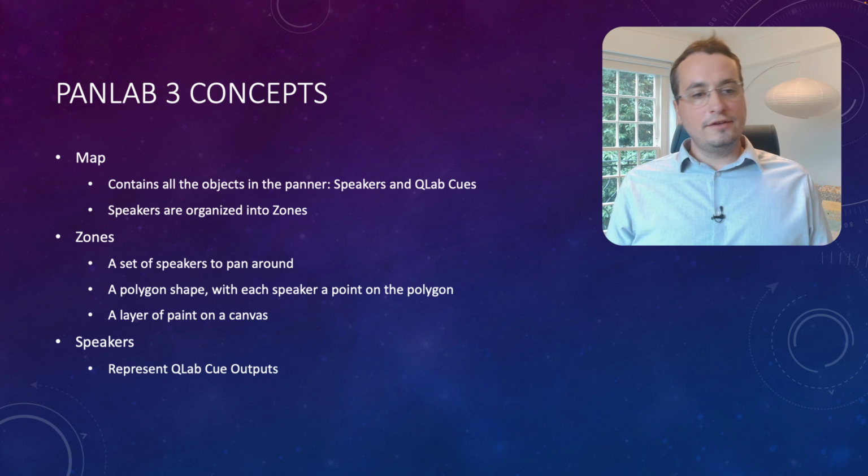And if I hit the add speaker button here, you'll see that panLab 3 is actually populating this list of speakers with the available QLab cue outputs. So if I go over to QLab and have a look at my QLab cue outputs, all I've done in this file is label these cue outputs with some appropriate names. Because I've done that, panLab 3 has pulled those names into this interface and is allowing us to add them to the panner. So if I just hit add speaker a few times, I'm going to add all of my front of house loudspeakers into this list of speakers in this zone.